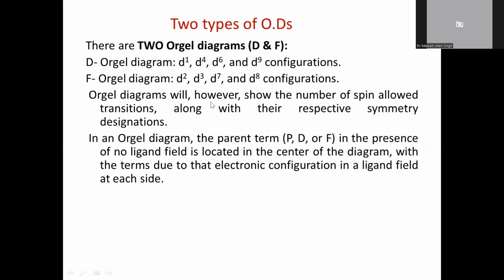The Orgel diagram will show the number of spin allowed transitions along with their respective symmetry designation. Thus, we have the symbol designation, for the S orbital A1G, like that. In the Orgel diagram, the parent terms P, D, or F, in the presence of no ligand field, are located in the center of the diagram. Just without a ligand, the center, I will show in the next slide, with the terms due to that electronic configuration in the ligand field.